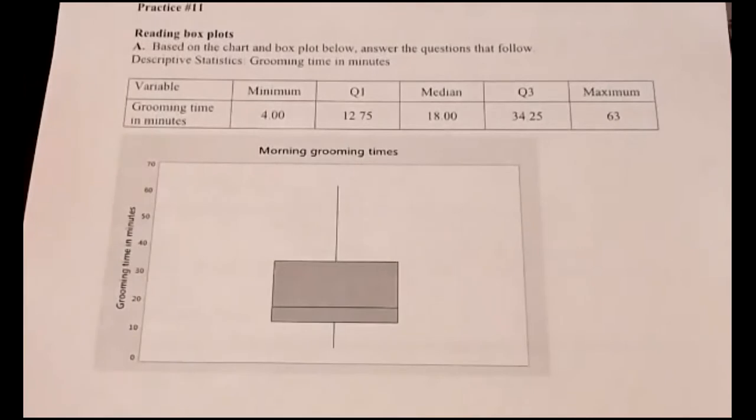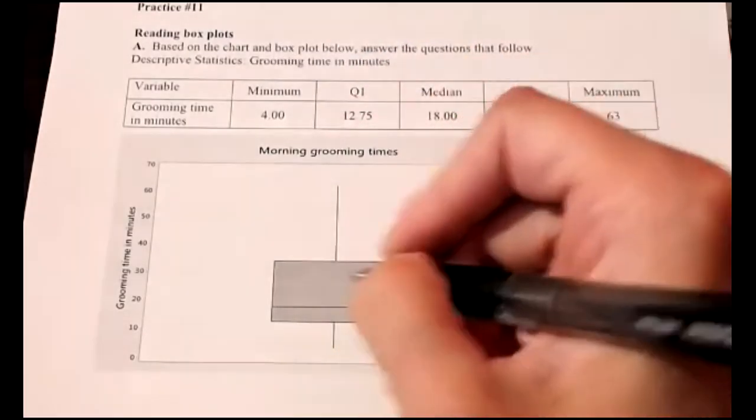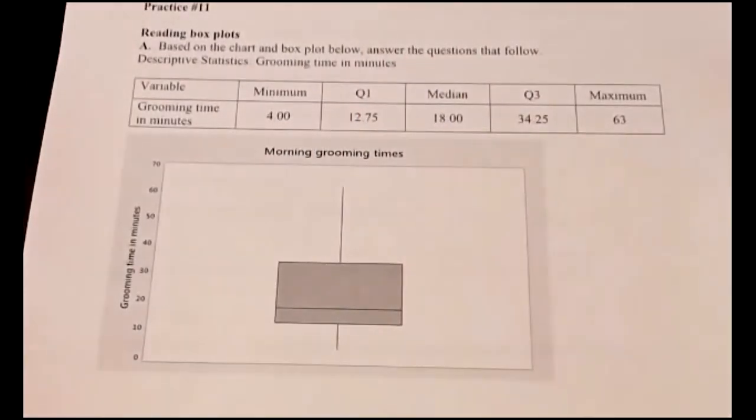Here is our first box plot. Okay, perfect. So I want you to notice here that we have a descriptive statistic that describes this box. This is grooming time in minutes. So we have our minimum value, which is 4.0. Your minimum value is right here.